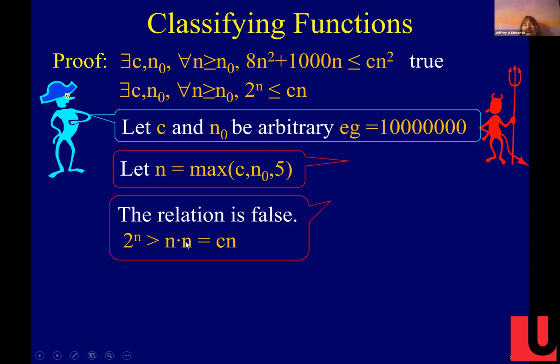Now, why do we care about n squared? We don't care about n squared. We care about c times n, right? Well, I know my n is bigger than c. So I know n times n is bigger than c times n, right? And so now I proved that this statement up here is false, right? People buying that?